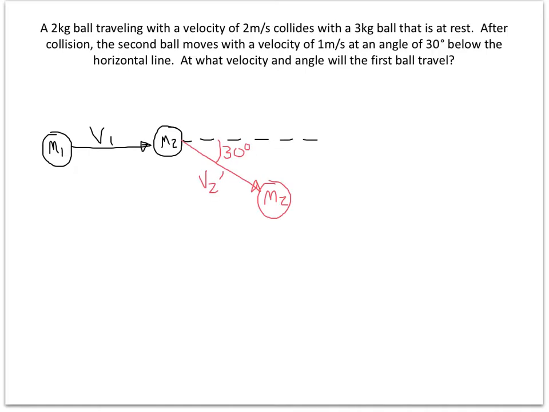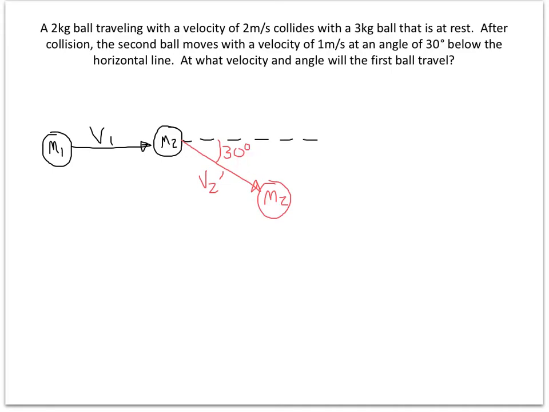So this is the direction that the second ball will travel in, and I labeled it V2 prime. Remember, the prime establishes it's the same V2 variable just like before. The V2 variable here was 0, but now it's a prime variable, which means it's like a before and after. This one's traveling at 30 degrees.